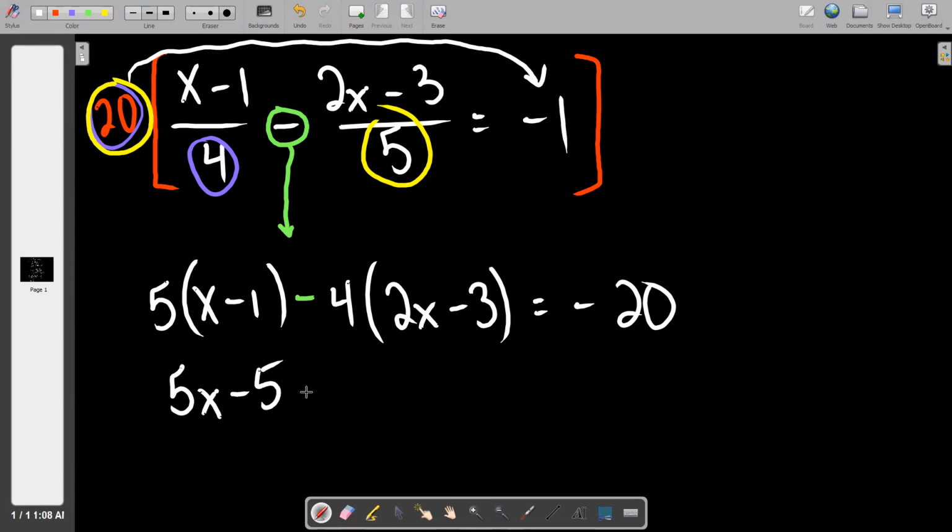5x minus 5 minus, what is that? 4 times 2 is 8x. 4 times 3 is 12. And there it happens. And it feels so little to us while we do it. And it feels so little to us in math when we're like, oh, I just have to change a sign.